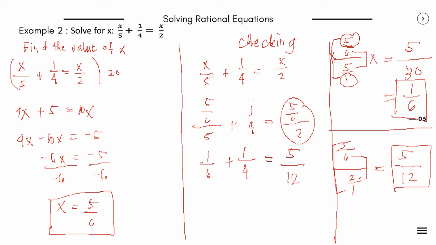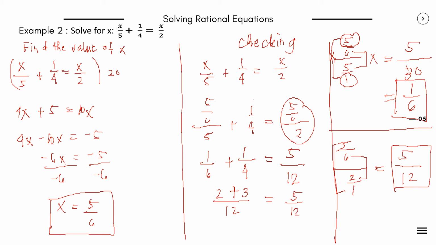And now, let's simplify the whole equation ngayon. So, 1/6 plus 1/4. Find the LCD again. So, LCD nila will be 12. So, 12 divided by 6 is 2 times 1 is 2. So, plus, here, 12 divided by 4 is 3 times 1 is 3. It's equals to 5 over 12.